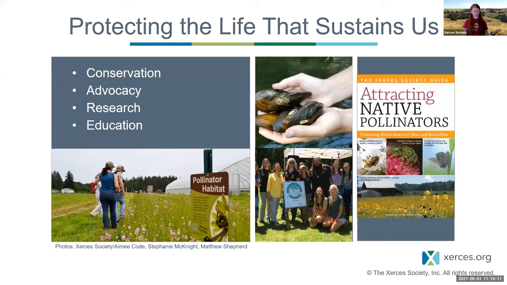So I mentioned this just a second ago, but the way that we work is through conservation, right? We have people on the ground putting in habitat. We advocate, we work with towns and cities and colleges to adopt more pollinator-friendly policies. We're doing direct research, finding out what bumblebees and mussels are in different areas, how they're doing. And we provide education, whether that's in the form of these courses or putting out books or fact sheets to help educate people on what they can do to help pollinators.